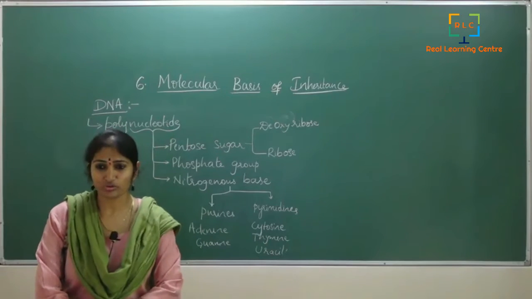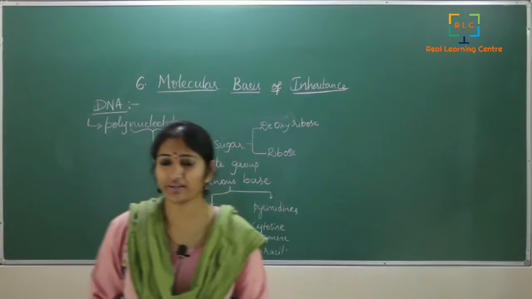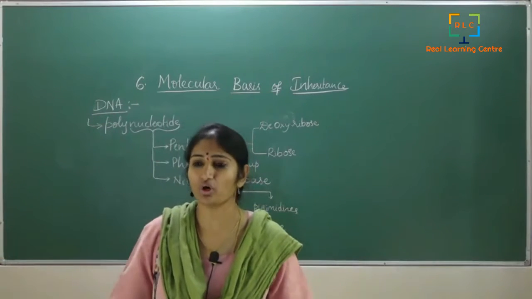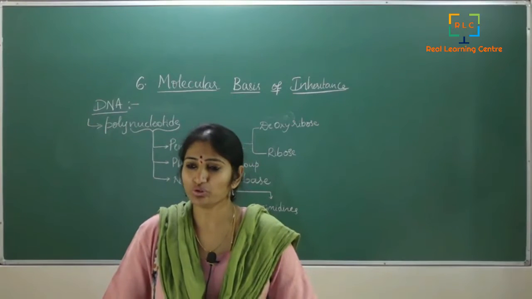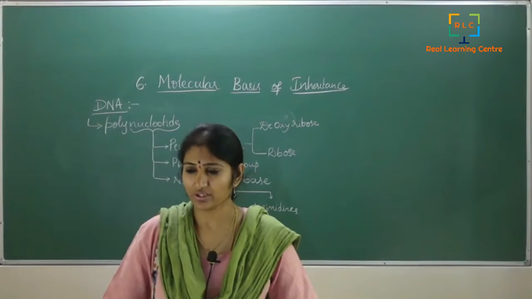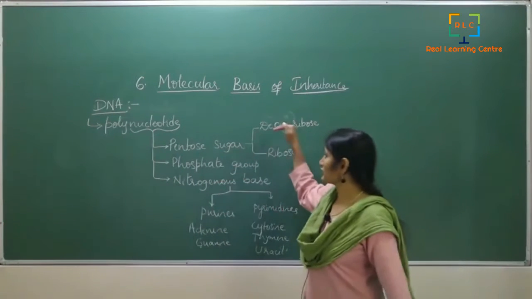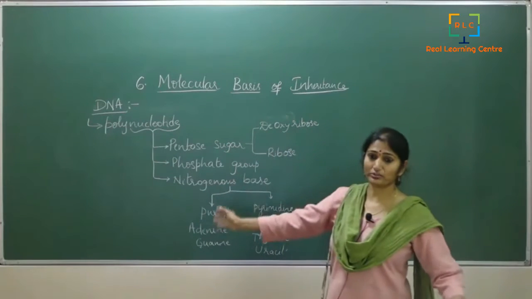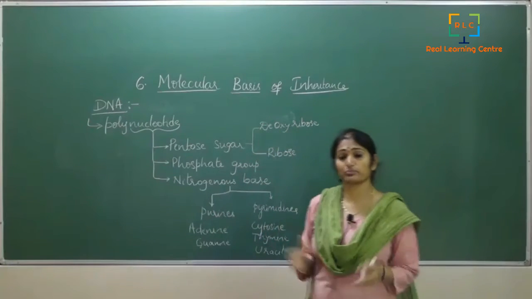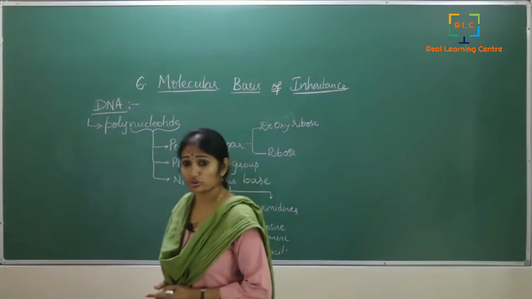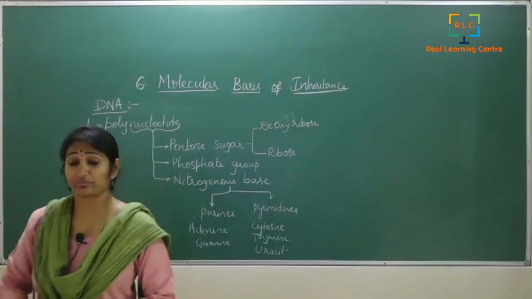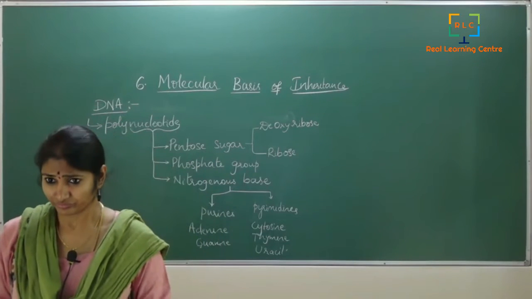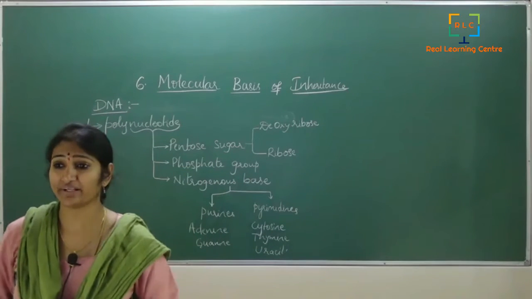Therefore I can call this DNA a polymer of deoxyribonucleotides. Yes or no? This is a polynucleotide, has a deoxyribose sugar, and forms a polymer. So DNA is nothing but a polymer of deoxyribonucleotides. Now let me tell you here, how long is my DNA?